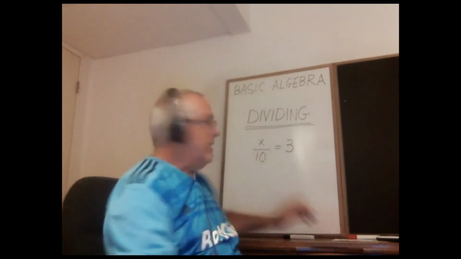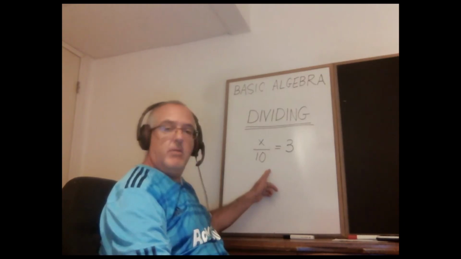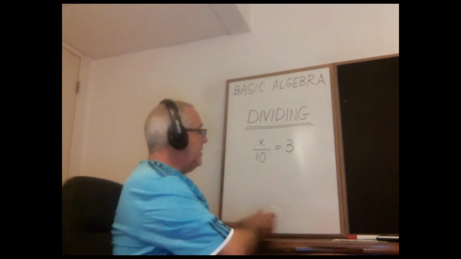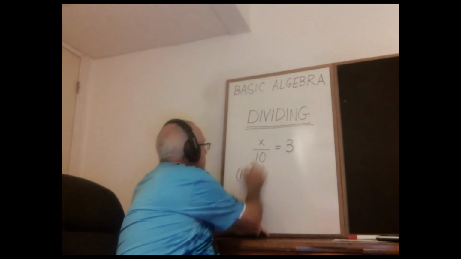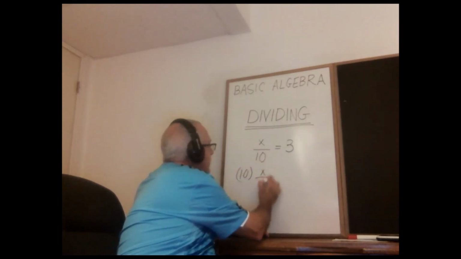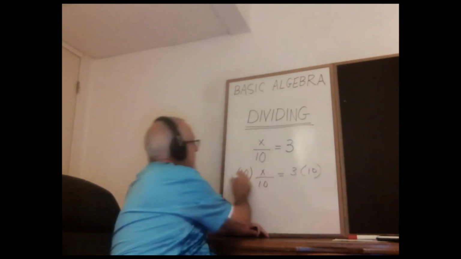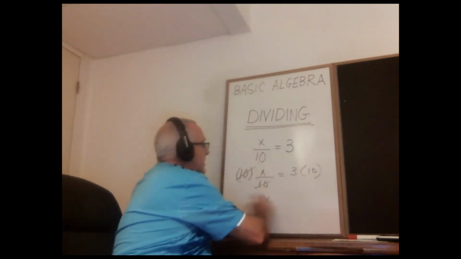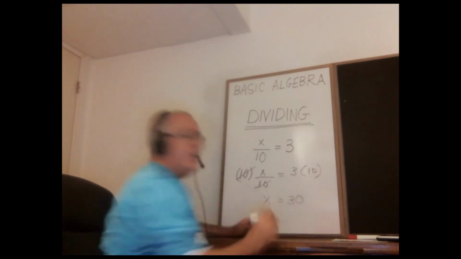Well, I guess now we could do this example that we started with. X divided by 10 is equal to 3. My x is not alone. It's being divided by a 10. So I do the opposite. I multiply both sides of the equation by 10. These 10's cancel. My x is isolated. 3 times 10 is equal to 30. I have my answer.